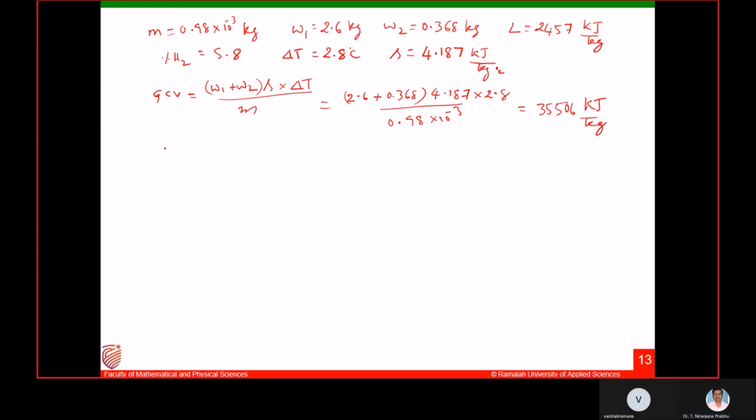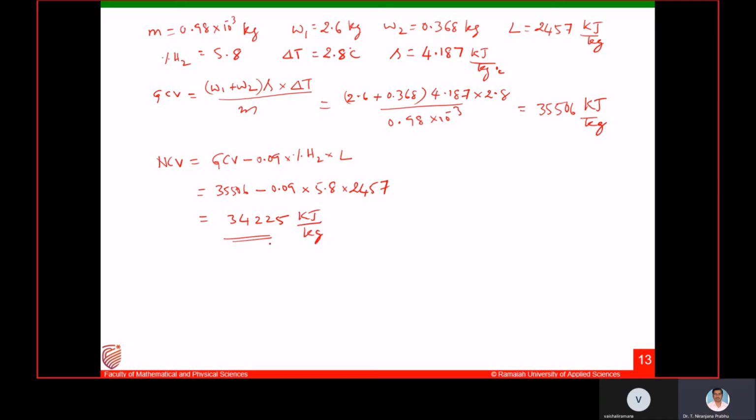Okay. Now NCV, net calorific value, is equal to GCV minus 0.09 into percentage hydrogen into L. You can substitute the value. GCV is here, minus 0.09. Percentage of hydrogen given is 5.8. L value 2457. You can calculate, it comes close to 34,225 or so, 34,225 kilojoule. You can use your calculator and calculate this value. Okay, that is NCV.